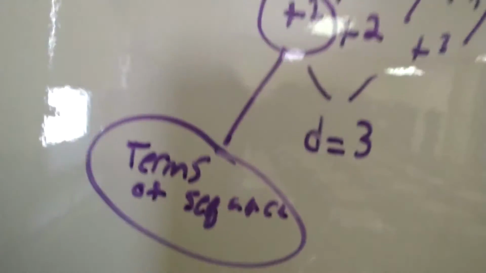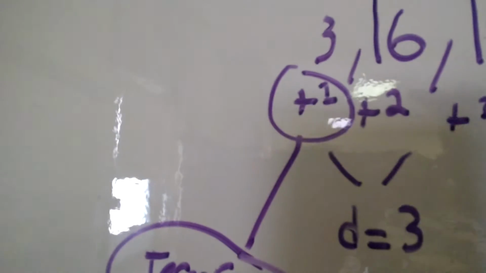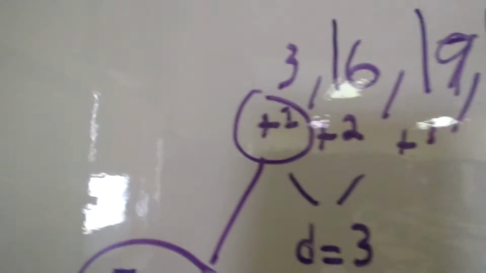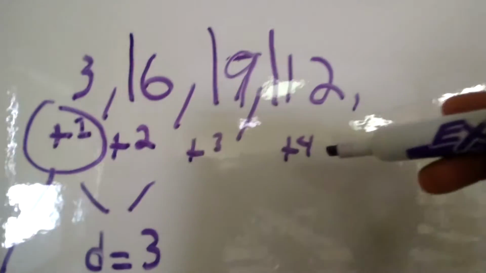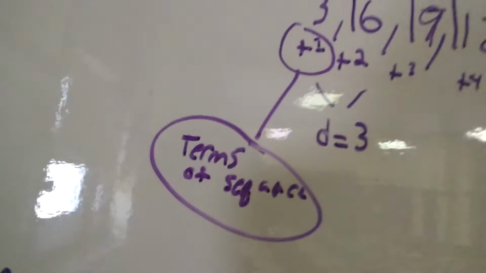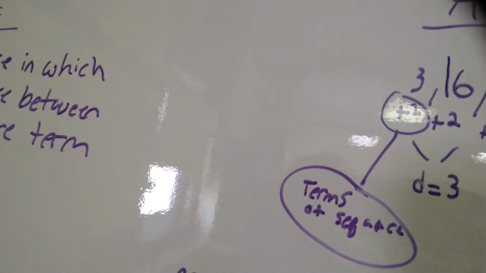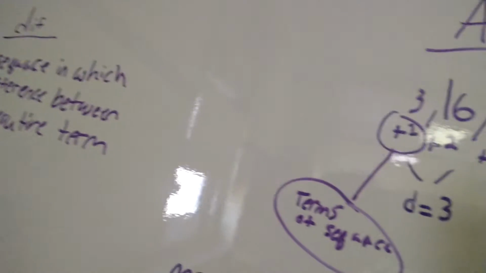So for instance, I'm going to say it again. Day 1 will be T1, day 2 will be T2, day 3 will be T3, and day 4 will be T4. So now, when doing this problem, first thing we want to know is how do we know that this is an arithmetic sequence?